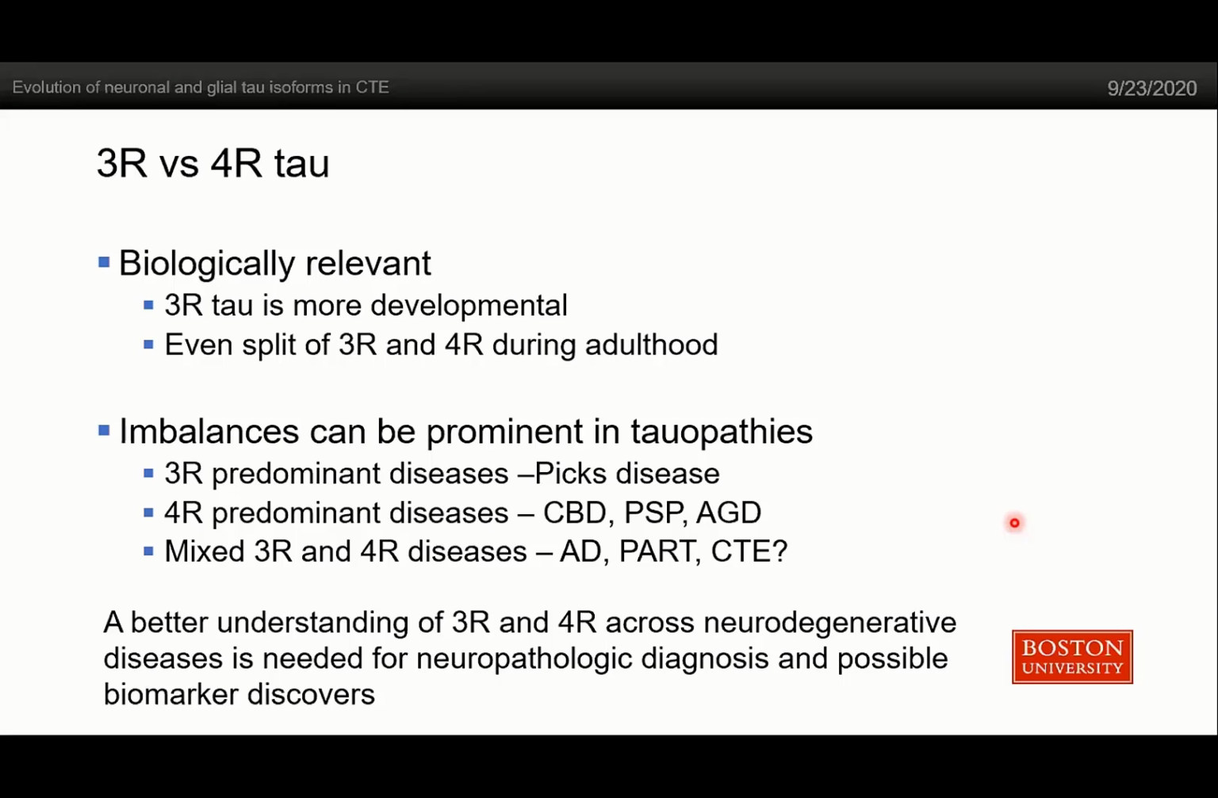It really shows why we should better understand 3R and 4R across different diseases, because it's possible for better diagnosis and biomarkers, which is a really important aspect in neurodegenerative pathology: how can we find biomarkers and how can we identify these things? Because many of these diseases you can't diagnose until after death.